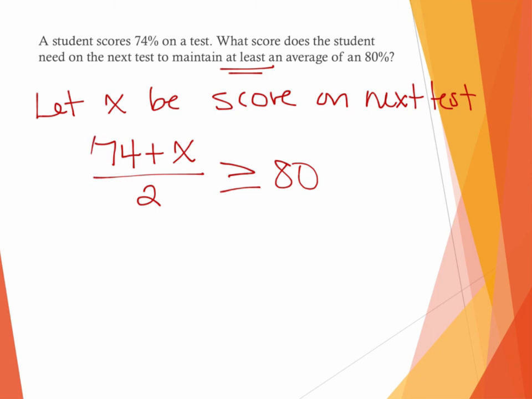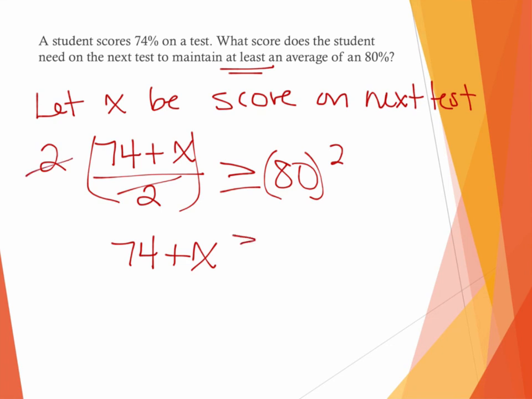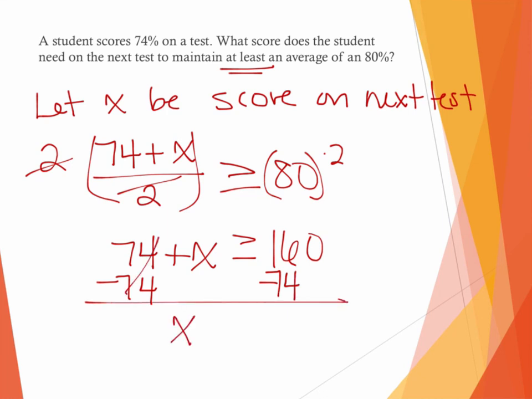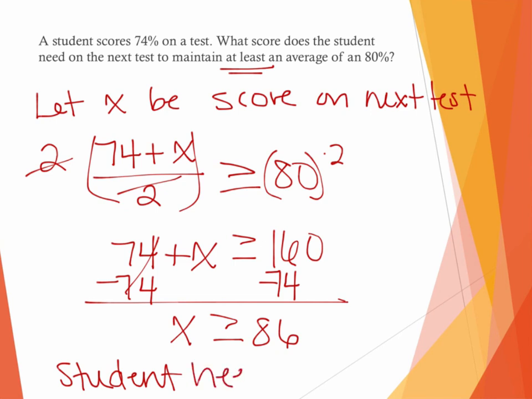I would start by multiplying each side by 2. 74 plus x is greater than or equal to 80 times 2, which is 160. Then subtract 74. X has to be greater than or equal to an 86. So the student needs an 86 or higher.